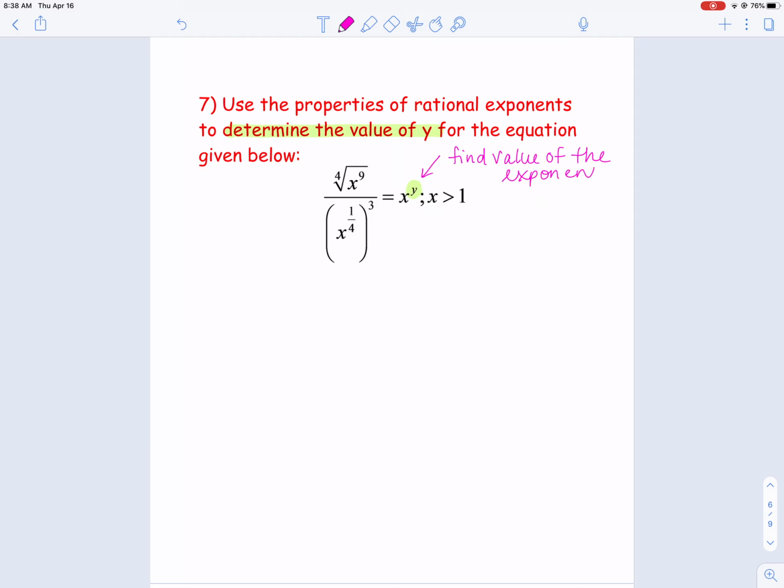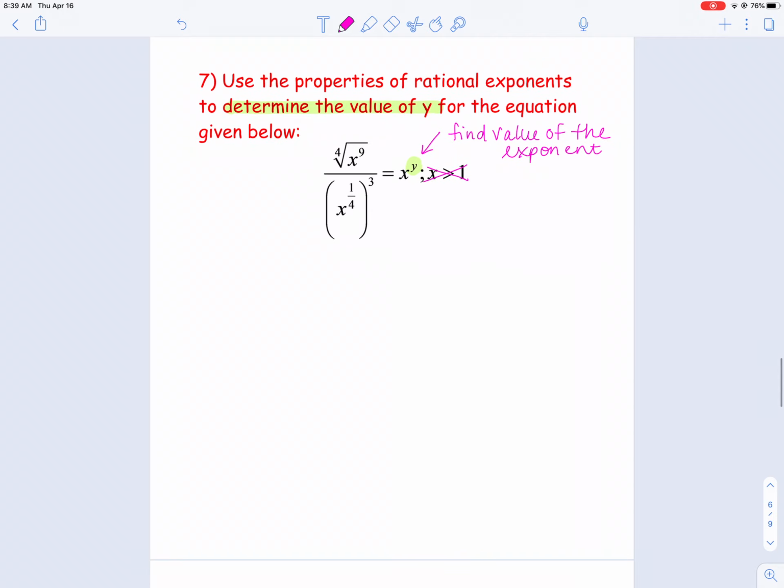Now, they give you all this other information. They give you the whole expression, the 4th root of x to the 9th over x to the 1/4 to the 3rd. Find the value of y, where it equals x to the y. And then they say, when x is greater than 1. Don't even worry about that. You really care about just taking this expression right here and simplifying it to a base of x with an exponent of y to figure out what the value of y is.